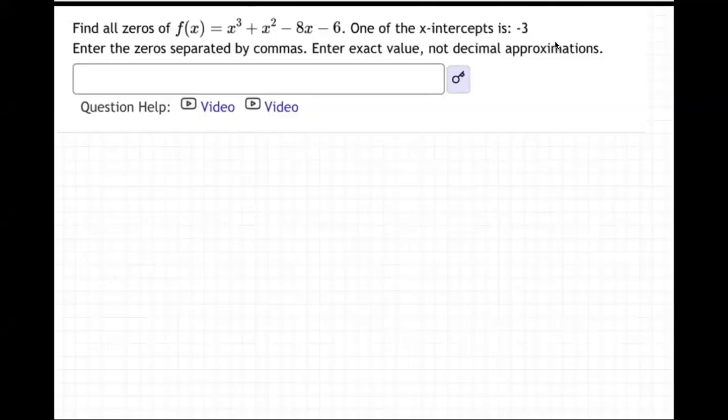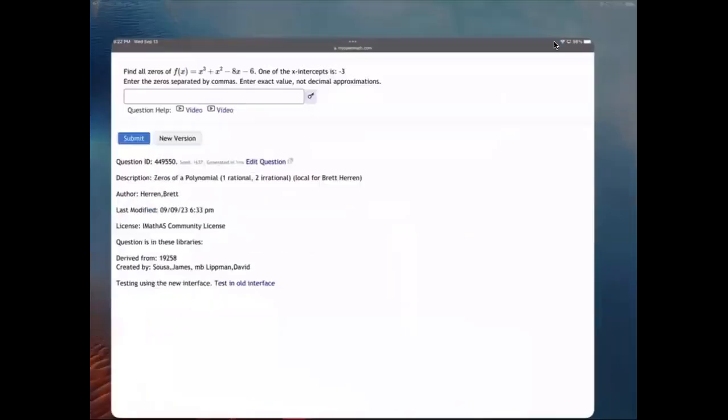Welcome to an example in which we're looking at a function, and they want us to find all the zeros, all the places where the graph of this function hits zero, hits the x-axis. And they tell us that one of the x-intercepts is -3. Enter all of them separated by commas, exact values, not decimals. Okay, how do we do this? Well, first off, let me just show you the answers. So I've got it graphed, and then I'll show you how we get them without using a graphing tool.